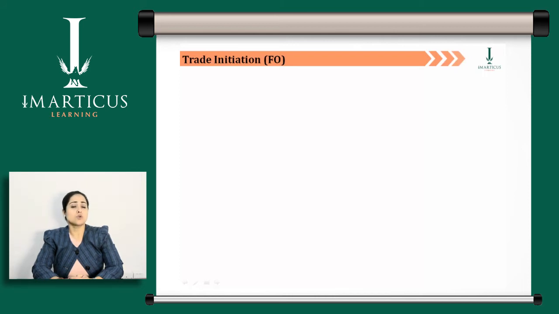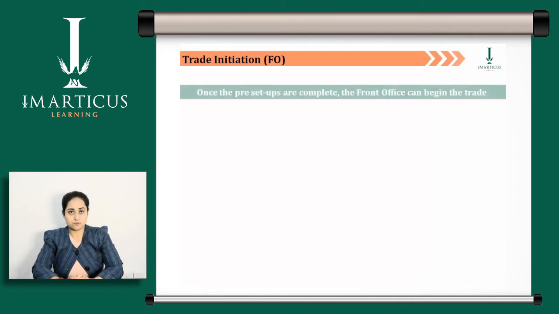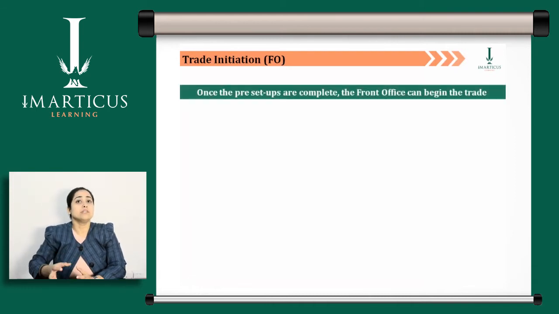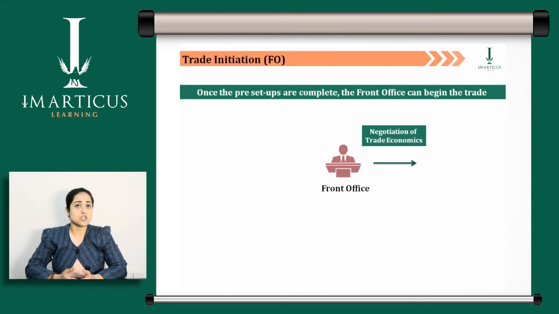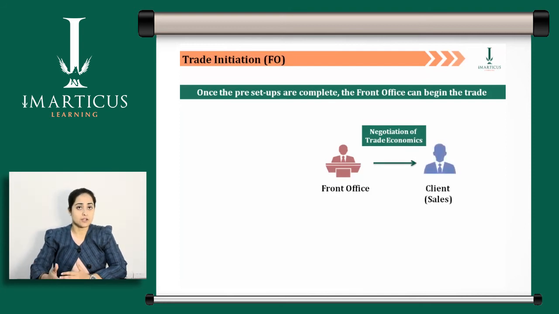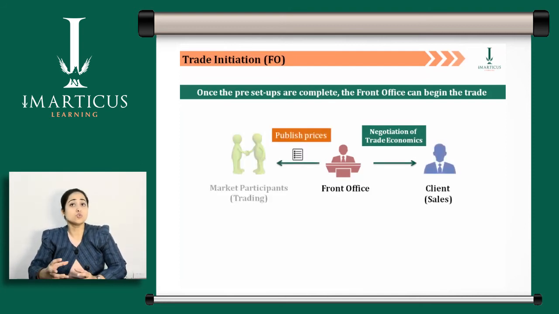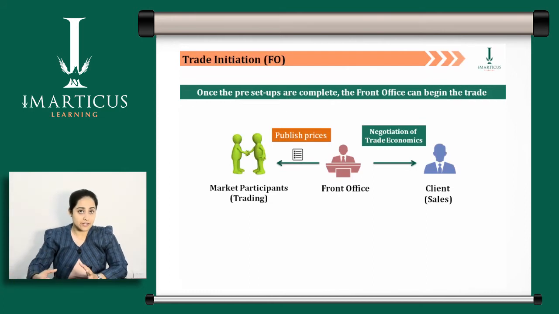Let us now look at the first step of OTC TLC, which is trade initiation. Once the pre-setups are complete, the front office can then begin the trade. Here, the front office of an organization will begin the negotiation of trade economics with the client. They can also publish prices to the other market participants at that time. The terms of trade are negotiated between the two parties.